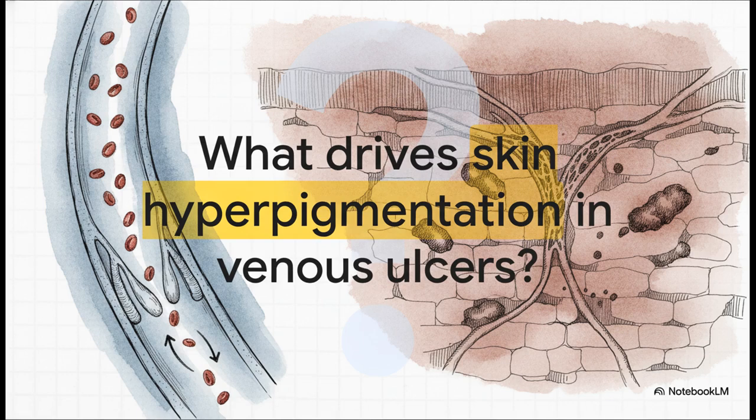That immense pressure physically stretches out the capillary pores, forcing red blood cells to leak right out into the dermis. As those cells break down, macrophages degrade the hemoglobin, leaving behind permanent brown hemosiderin deposits that literally stain the skin from the inside out. Question 5.